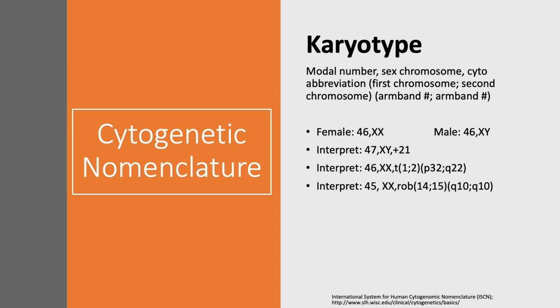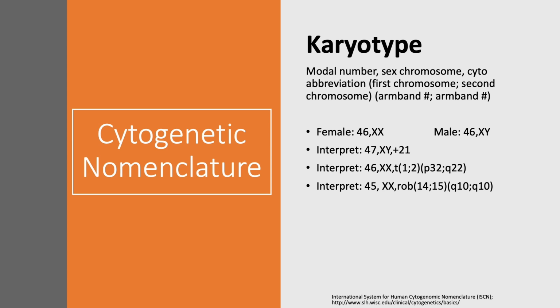Now let's look at some examples with abnormalities. We have 47,XY,+21. This means there are 47 chromosomes instead of the usual 46. The XY tells us it's a male, and the +21 indicates an extra copy of chromosome 21. This is a karyotype consistent with Down syndrome.